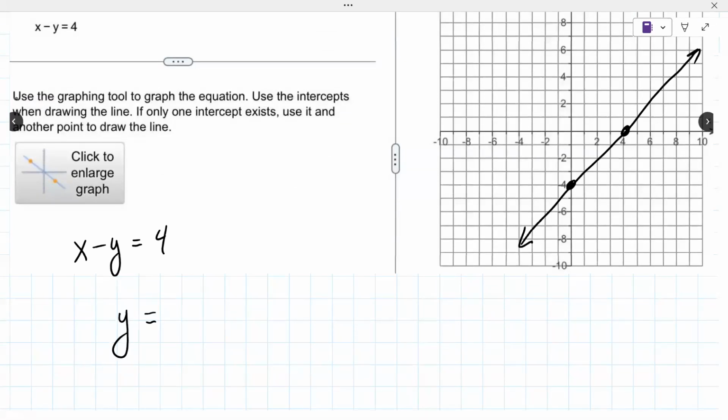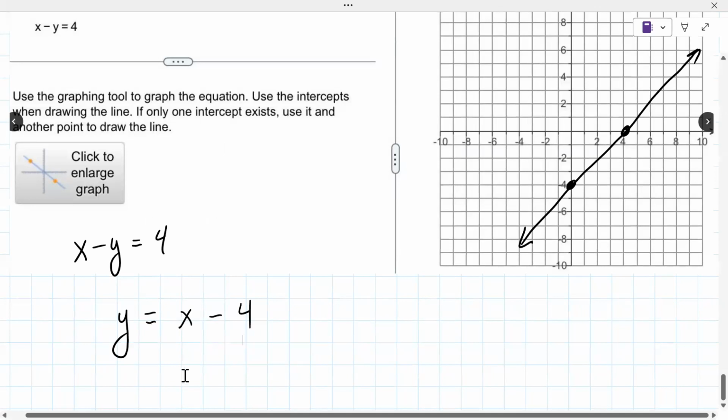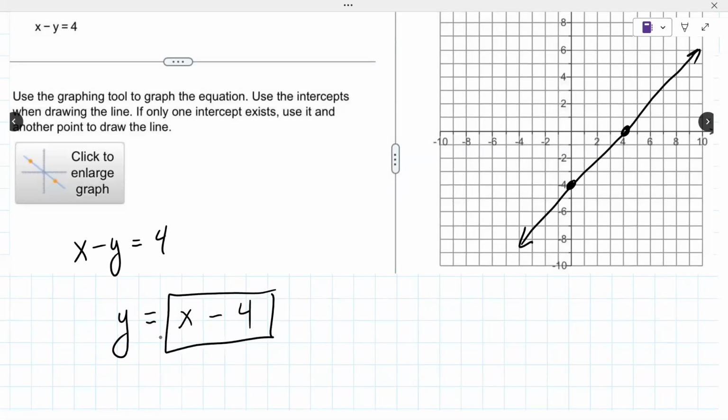-4 plus x. It's really better if that x comes first. It should be x minus 4. It may not seem like a big deal. It will be problematic later on. So this is f of x. You can replace y with f of x. They're interchangeable. All right.